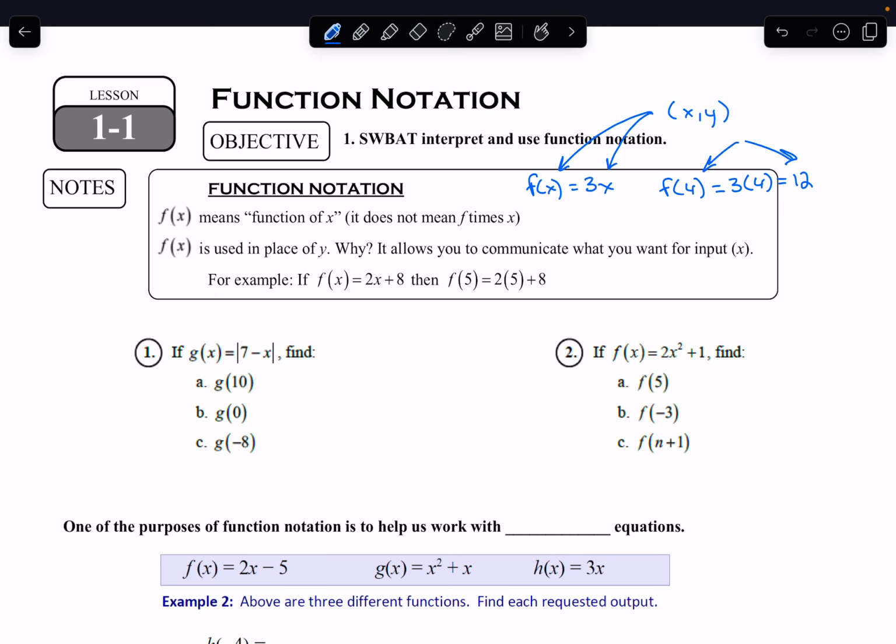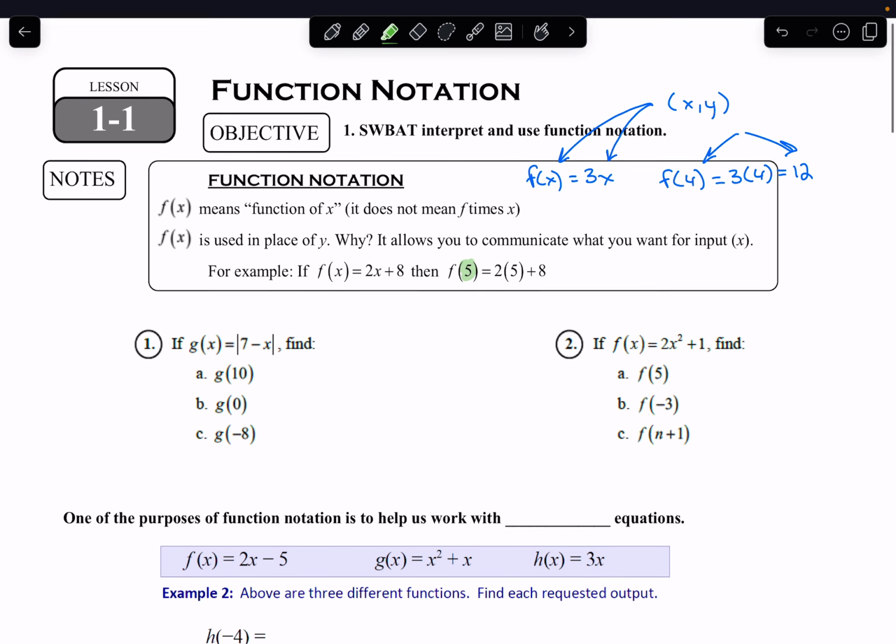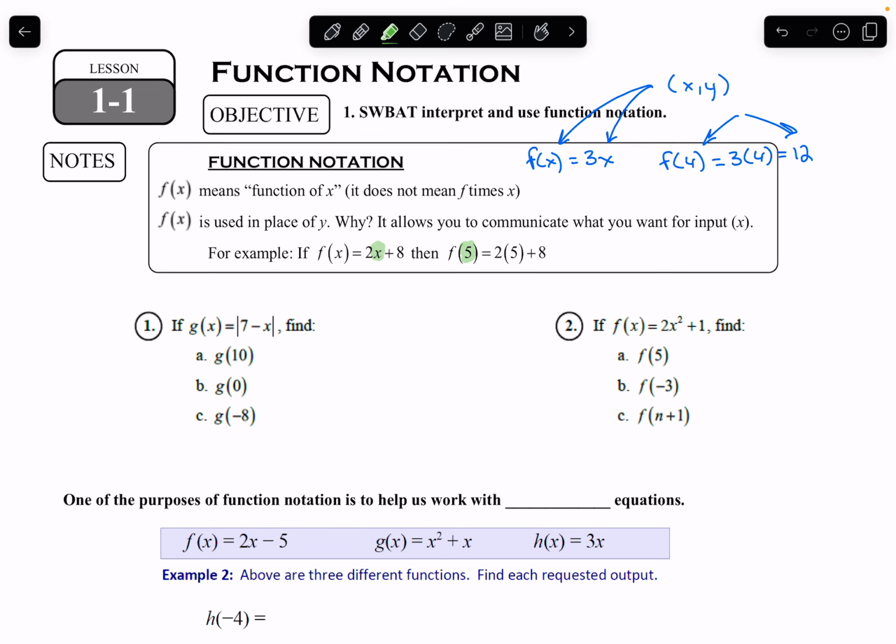There's another example right here. If my function is 2x plus 8, if f of x equals 2x plus 8, then f of 5 means that everywhere there's an x, I replace it with the number 5. So over here next to the 2 was an x, I replace it right here with a 5, and I get 2 times 5 plus 8. All right, so a couple of examples how you'll see this used.